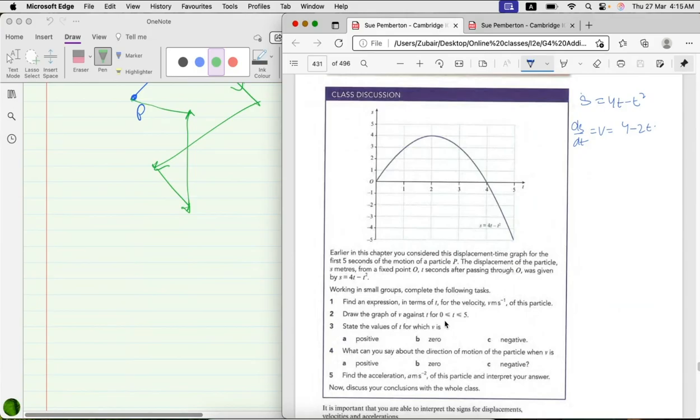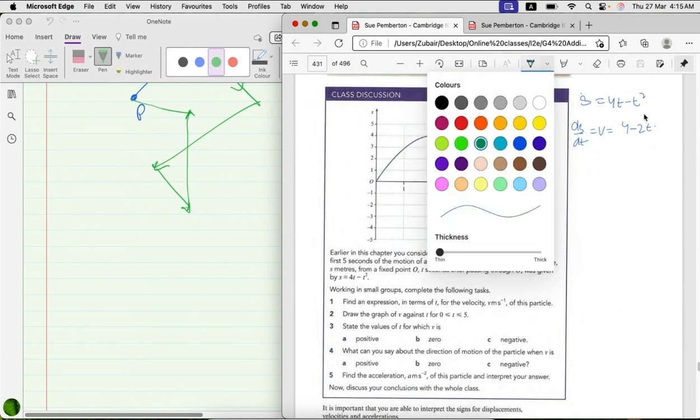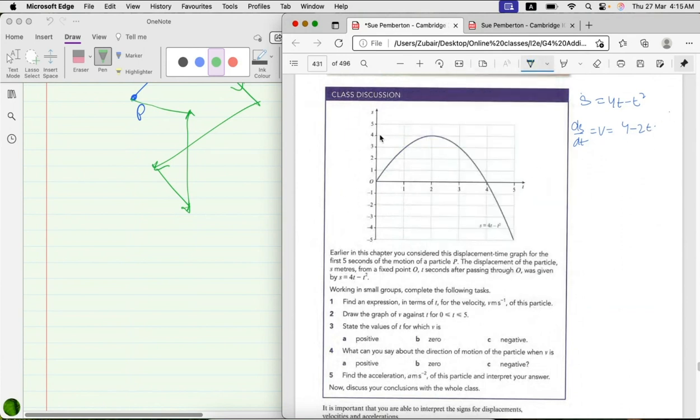Then draw the graph of velocity for 0 to 5. Now I have that equation from 0 to 5. I'm substituting time 0 and plotting those points. When t is 0, v is 4. When t is 1, 4 minus 2 is 2. When t is 2, v is 0. At 3, at 4, at 5. And this is actually a straight line with gradient -2.